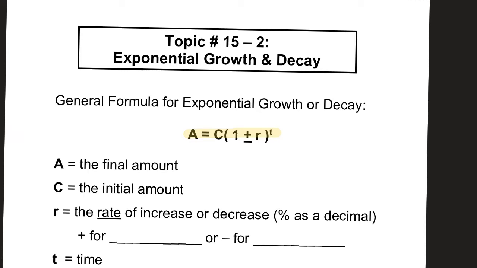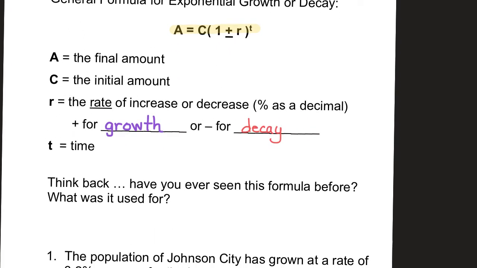Remember to write your percent as a decimal. It'll be a plus sign for exponential growth, and it'll be a minus sign for exponential decay. And finally, T is the exponent for time. Relate this to something that you may have seen before.